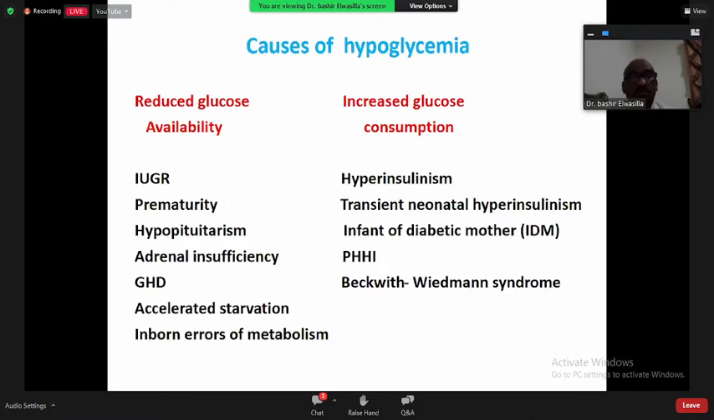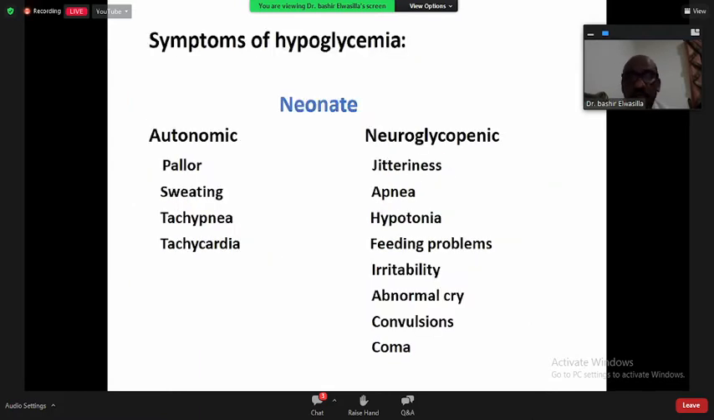So what are the symptoms of hypoglycemia? There are some symptoms we call autonomic or adrenergic symptoms, because they are not related to the central nervous system. And there are neuroglycopenic symptoms, which are mainly central. For the autonomic symptoms in neonates, we find pallor, sweating, tachypnea, and tachycardia. For the neuroglycopenic symptoms, we find jitteriness, apnea, hypotonia, feeding problems, irritability, abnormal cry, convulsions, coma, and others.